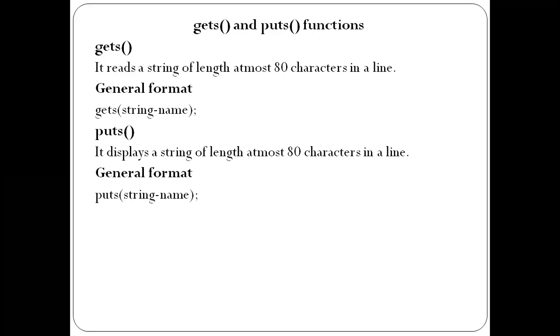Gets and puts are used to overcome the drawbacks of scanf and printf, and to directly define the string name in a program, not using format specifiers like percentage d, percentage s. These are avoided in gets and puts. Here the string name is given or displayed directly in puts and gets.